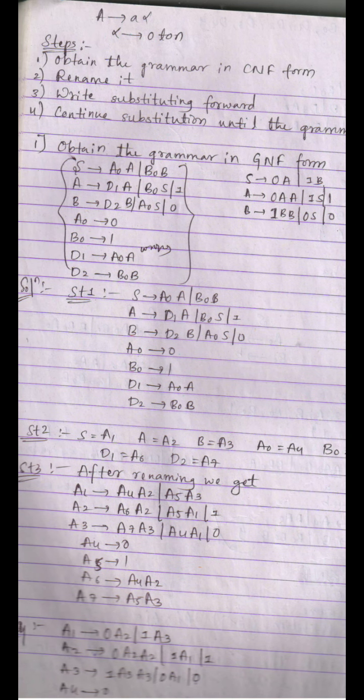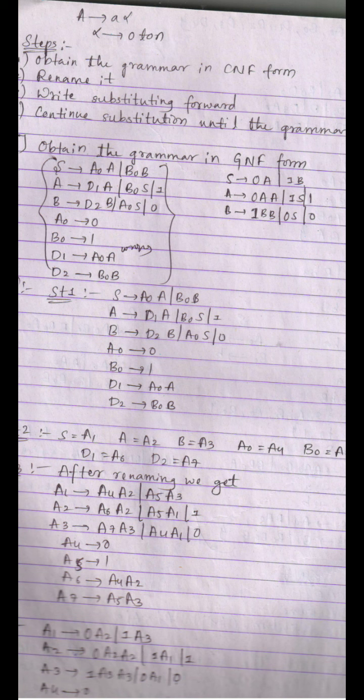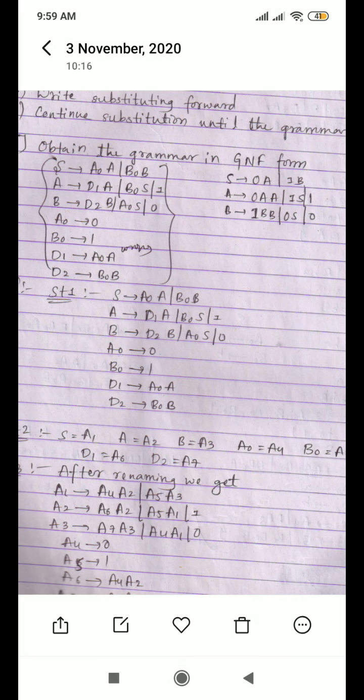If I go for the conversion, my resulting grammar is S implies A0A, B0B, D1A, D2, and so on, with the right sides being two uppercase letters or one small letter. So my first step is done: the grammar has been converted to CNF form. The second step is that you need to rename the variables. I replaced S by A1, A by A2, B by A3, A0 by A4, and like this I replaced all the variables up to A7.